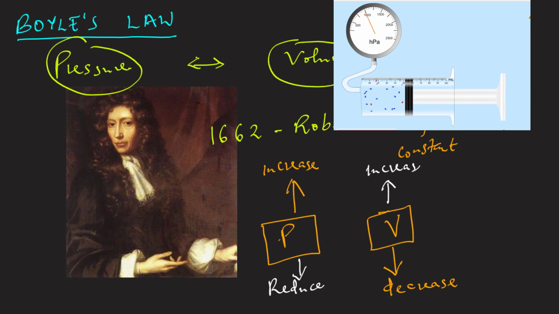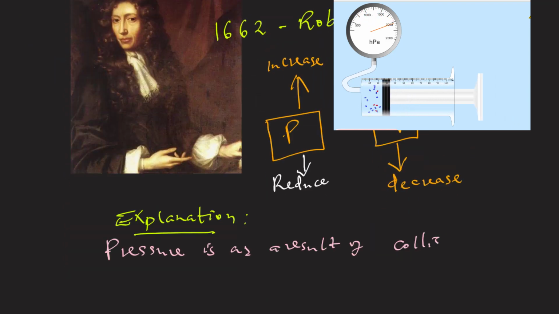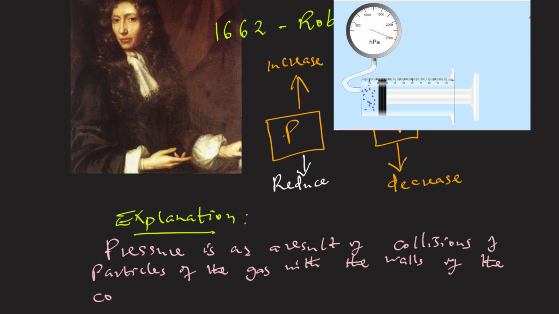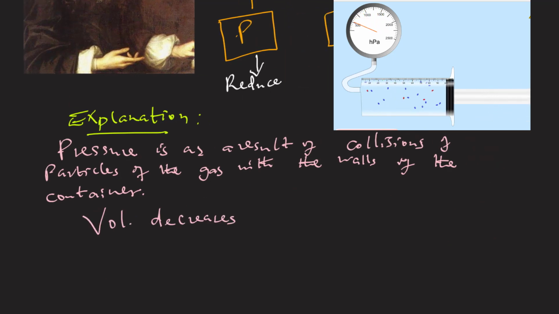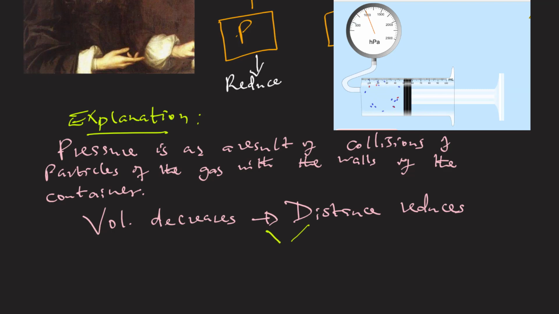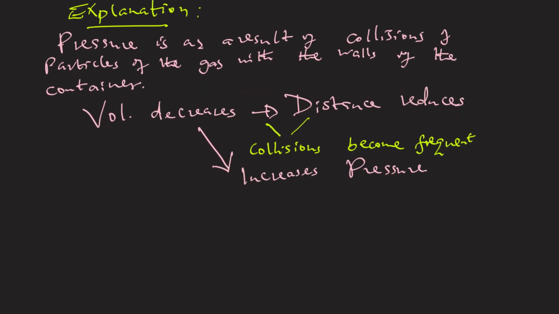How do we explain this observation? The pressure of a gas is the result of collisions of the gas particles with the walls of the container. When the volume is decreased at a constant temperature, the gas molecules will have a shorter distance to cover before colliding with the walls of the container. Therefore, the collisions will become more frequent and the end result is an increase in the pressure.